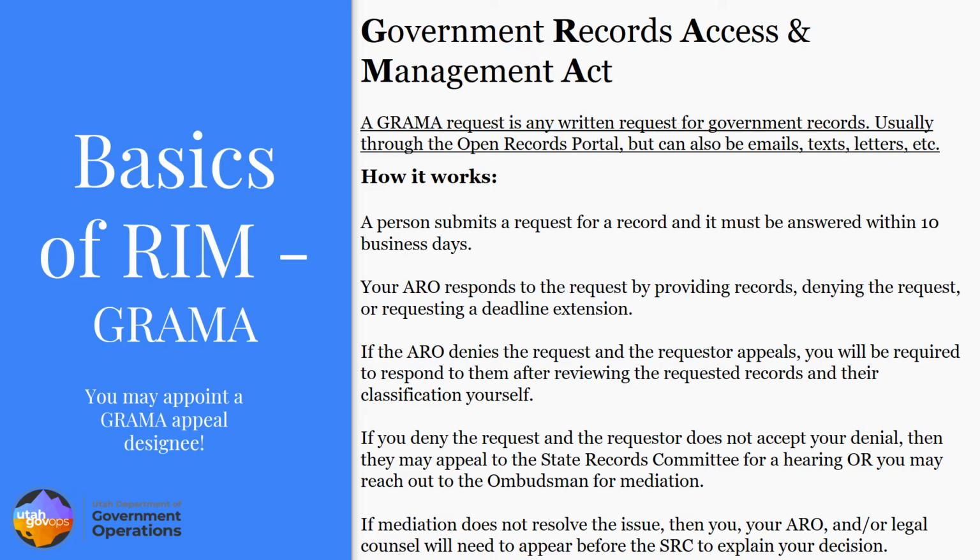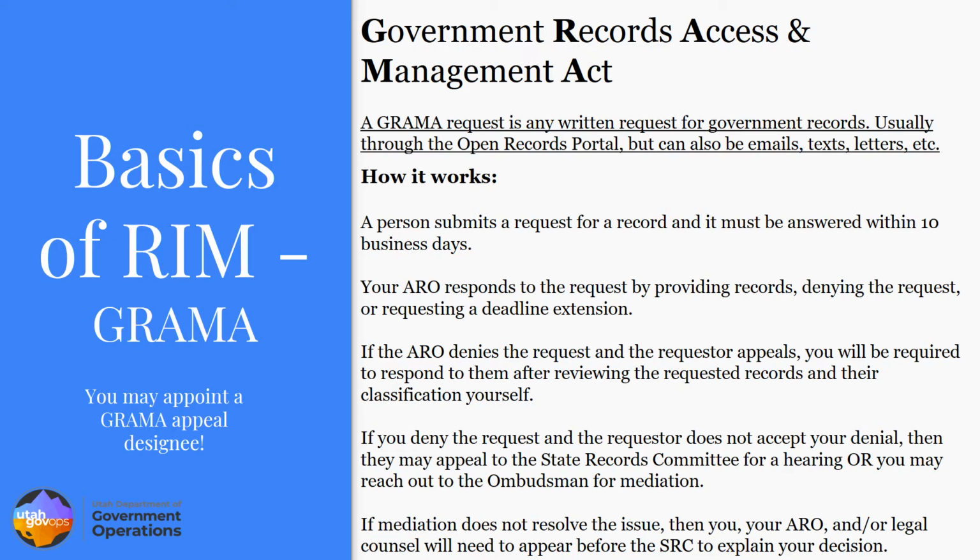Now let's briefly talk about GRAMA. A GRAMA request is any written request for government records. They usually come through the Open Records portal, but they can also be emails, texts, letters, or any other written form. And how it works is a person submits a request for a record, and it must be answered within 10 business days. Your ARO responds to the request by providing records, denying the request, or requesting an extension on the 10 business day deadline.